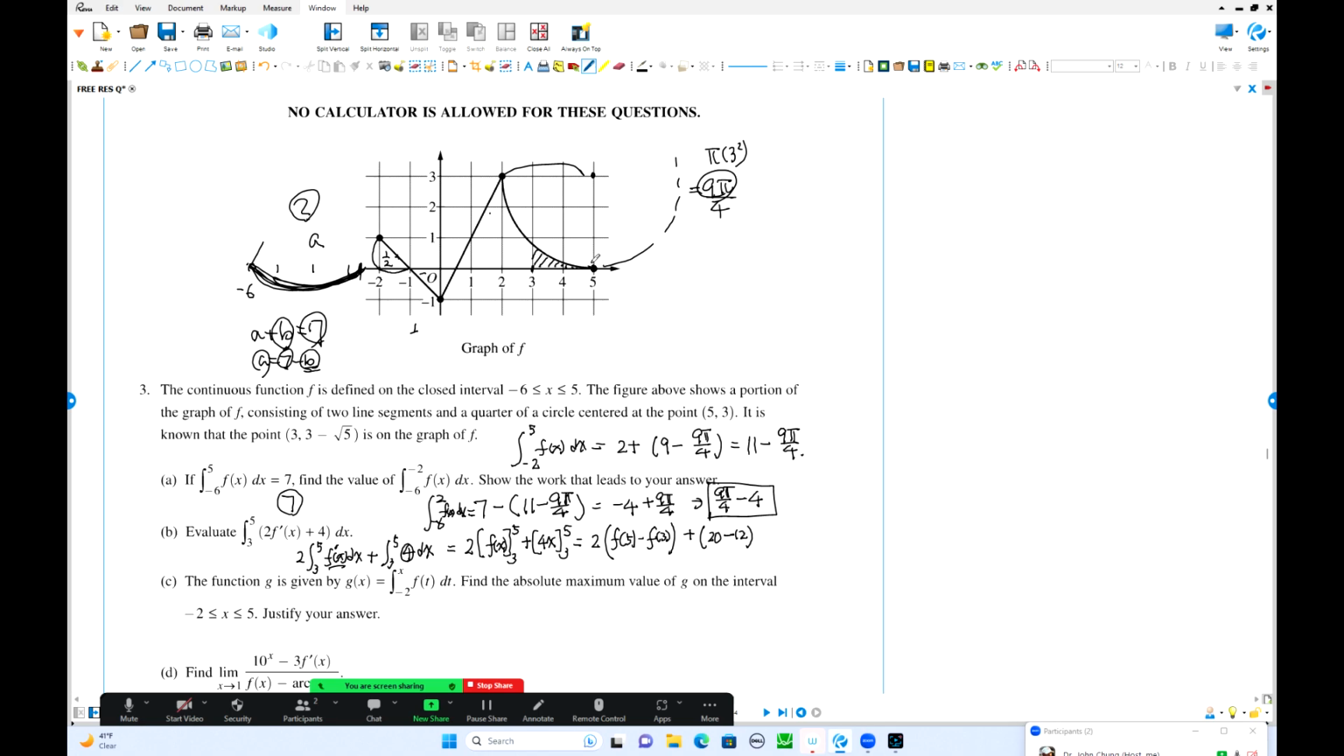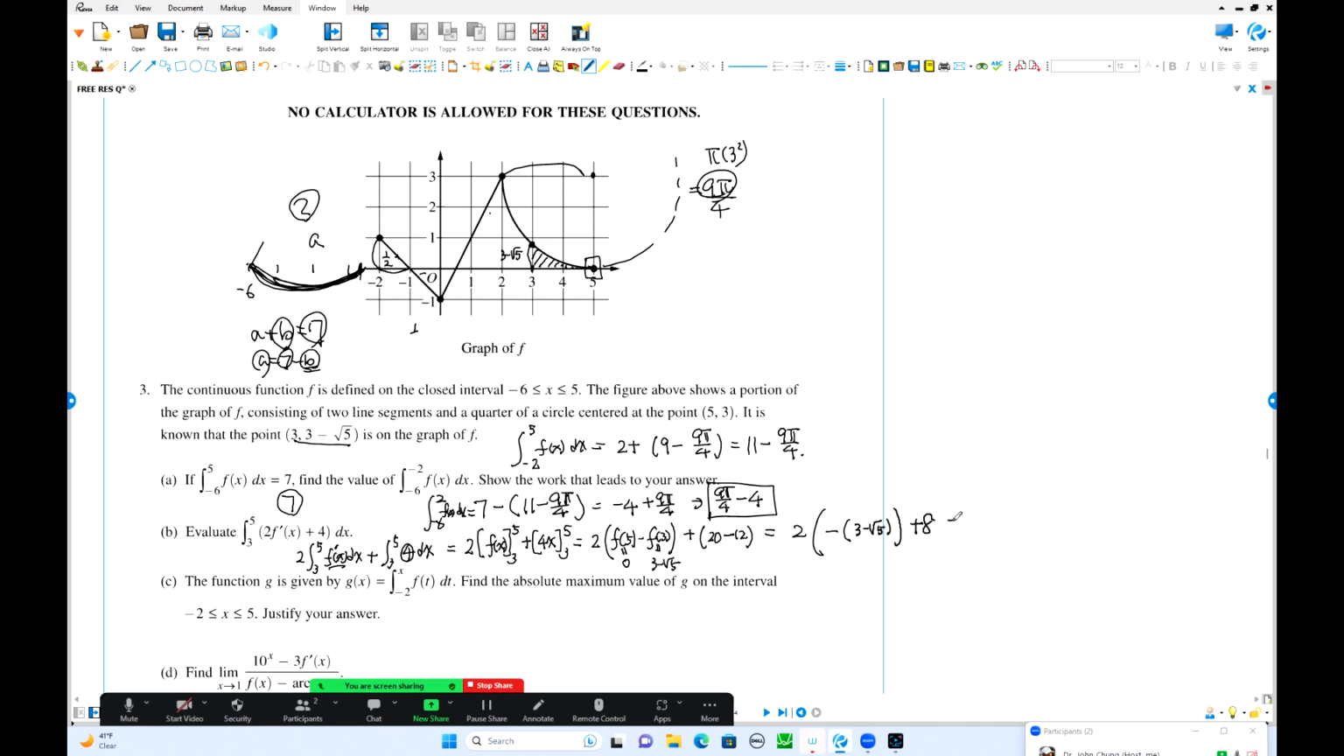So now put in f of 5 and f of 3, okay? f of 5 is what? 0, isn't it? This is 0. f of 3 is how much? Oh, we don't know, but it's given over here. f of 3 is 3 minus square root 5, okay? So this equals 2 times 0 minus 3 minus square root of 5.